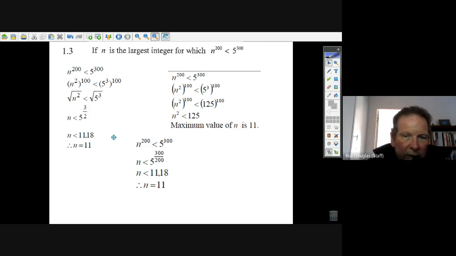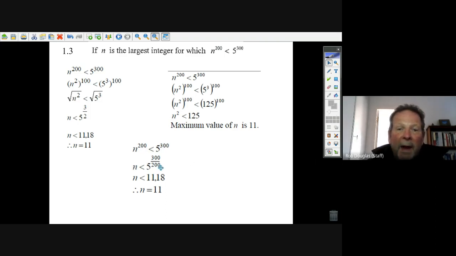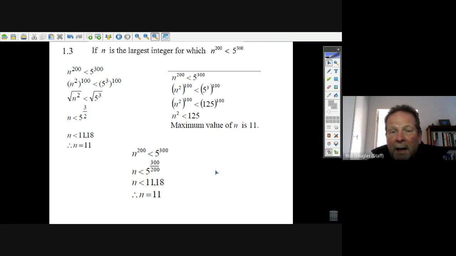There's a way to just put a log in front of n and then manipulate it. Anyways, I'll leave it at that. You could look in the memo for yourself to see how you can use logs to do this question as well. Okay, I guess that's it.